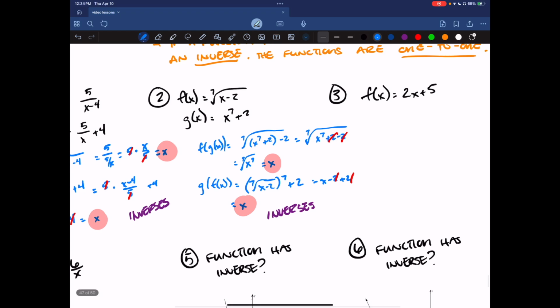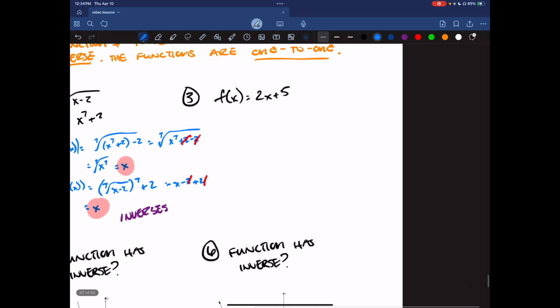Now, the other thing that you should know is that sometimes they don't give you two functions. Sometimes they say, hey, go find the inverse of this function. And so there's a process to do that. Let's go through that now.